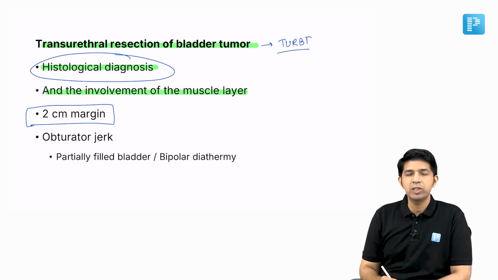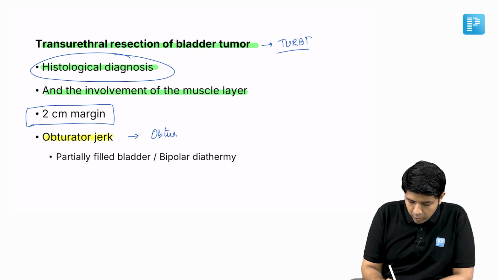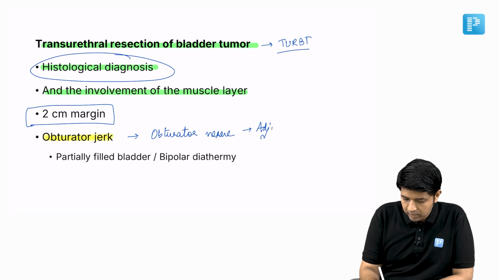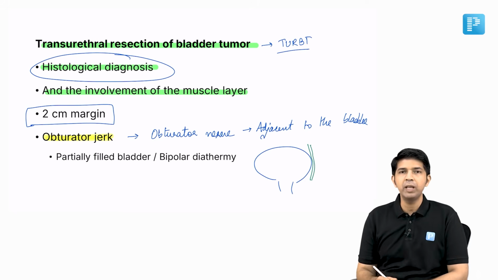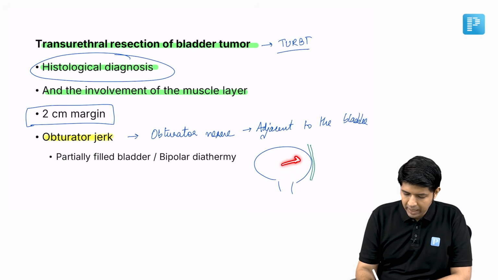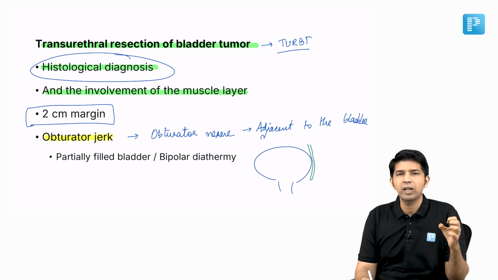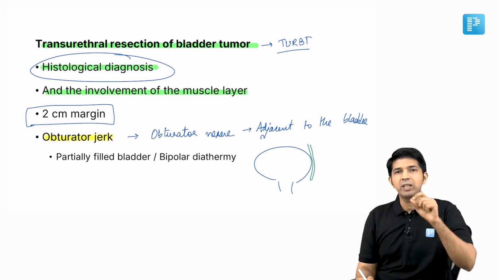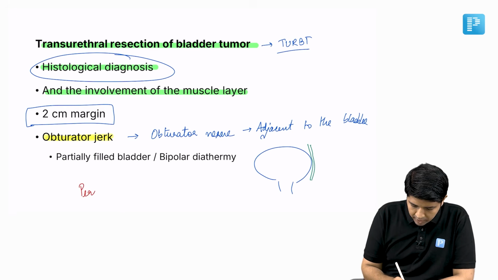Another point with regards to this TURBT is something called the obturator jerk. So what is the obturator jerk? There is an obturator nerve, correct? I'm sure all of you know that we have this obturator nerve in the body. Now this is adjacent to the bladder. For example, if this is a urinary bladder, the obturator nerve is in close proximity. So whenever the bladder is distended and you are operating on a tumor in this region, whenever you are using your electricity through your electrocautery, this nerve might get stimulated and you will have a sudden jerk. That is what we call an obturator jerk. Now the danger is, if it jerks, there is a chance you can perforate the bladder.